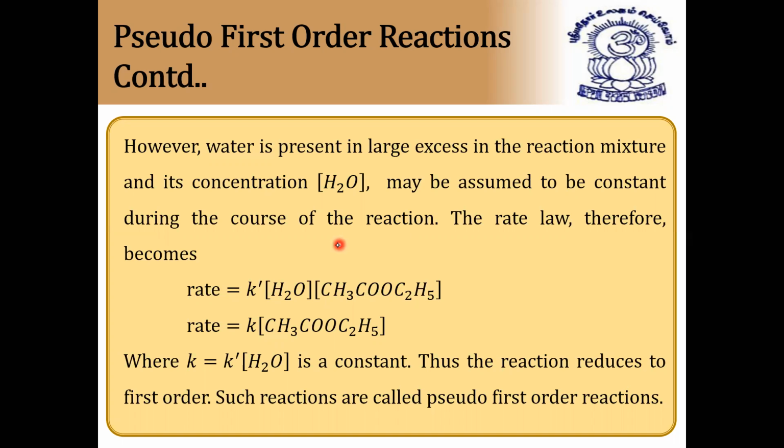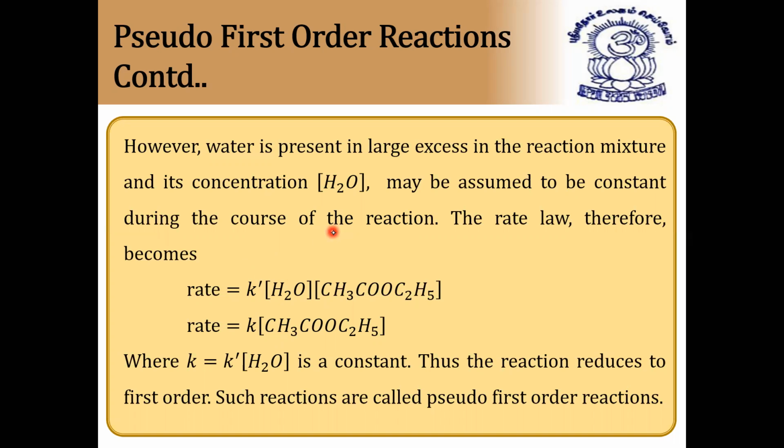So pseudo first order reactions. Example: hydrolysis of ester. Hydrolysis of ester gives acid plus alcohol. The rate is proportional to only the concentration of ester, not with water. So this is called pseudo first order reactions.